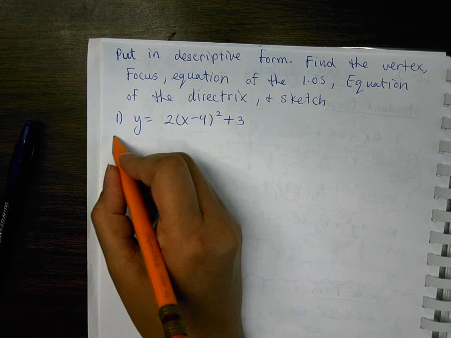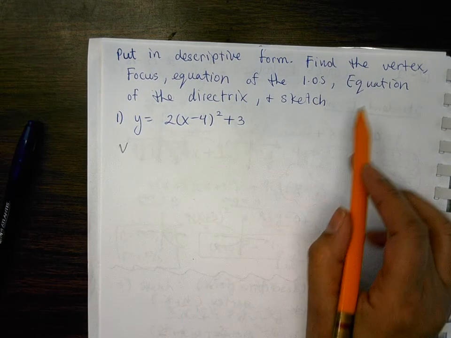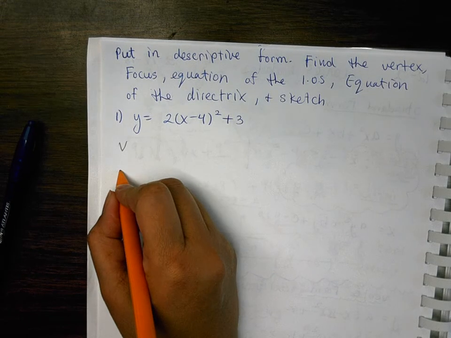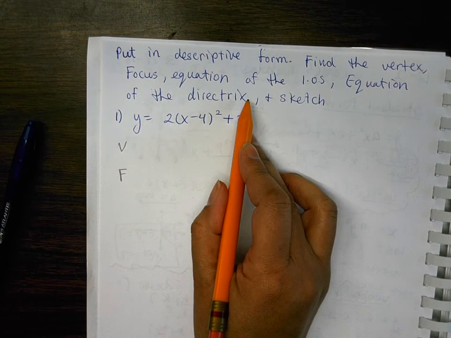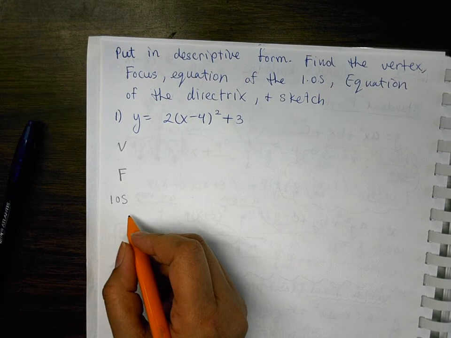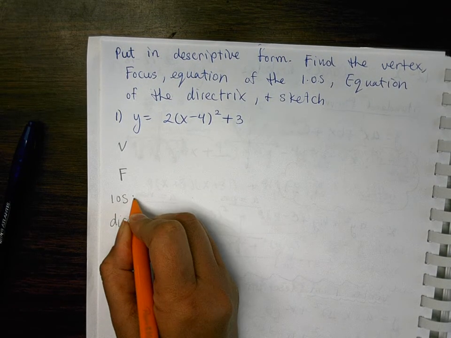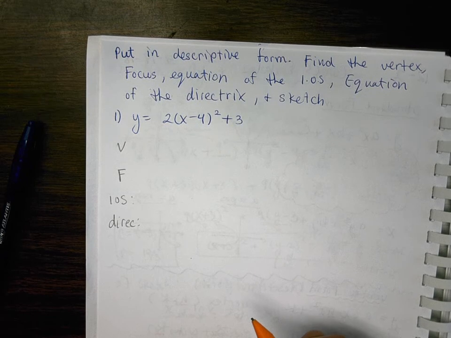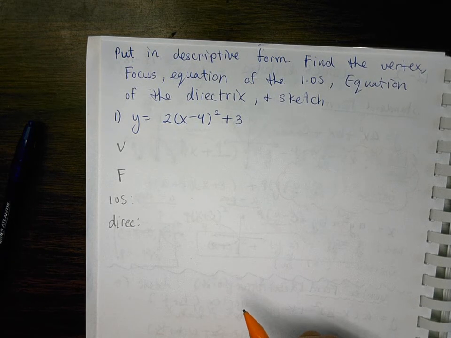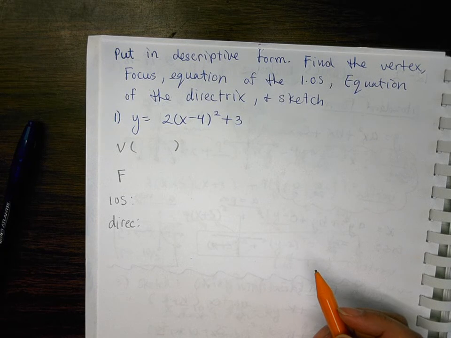I'm going to put V for vertex. Find the vertex. I'm going to put F for the focus, equation for the line of symmetry, LOS, and directrix, DIREC. Okay, which two are the points? Which two are the lines? We know vertex is a point. Which one else is a point? The focus, the LOS, or directrix?